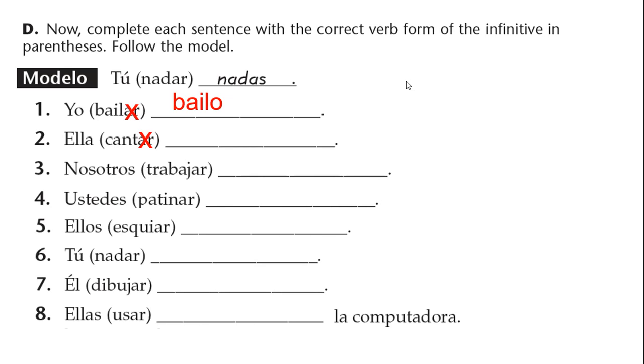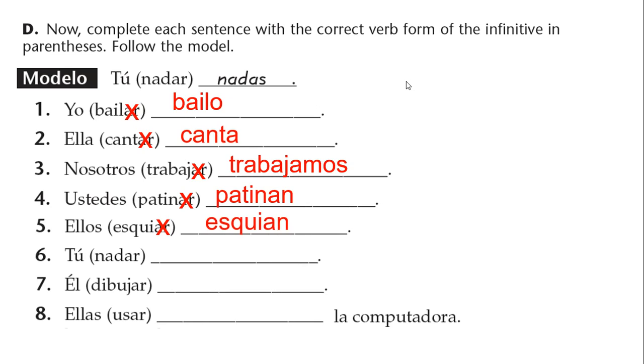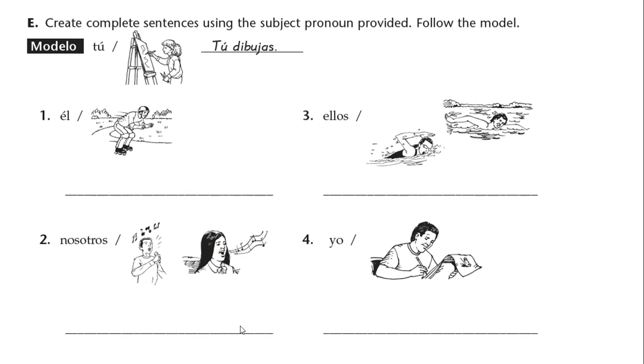Take off the AR. We have ella canta. Nosotros trabajamos. Ustedes patinan. Ellos esquían. Tú nadas. Él dibuja. Ellas usan la computadora. This one needs something after it. It needs what we would call in English a predicate, an ending, because they use what? That wouldn't make any sense just by itself. So we need something after it. So they use the computer.